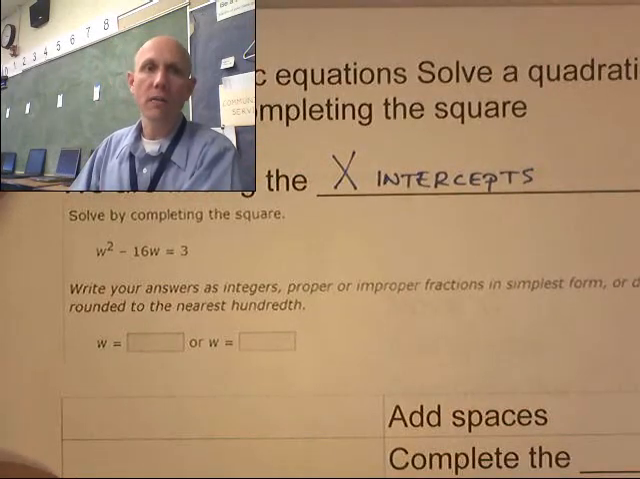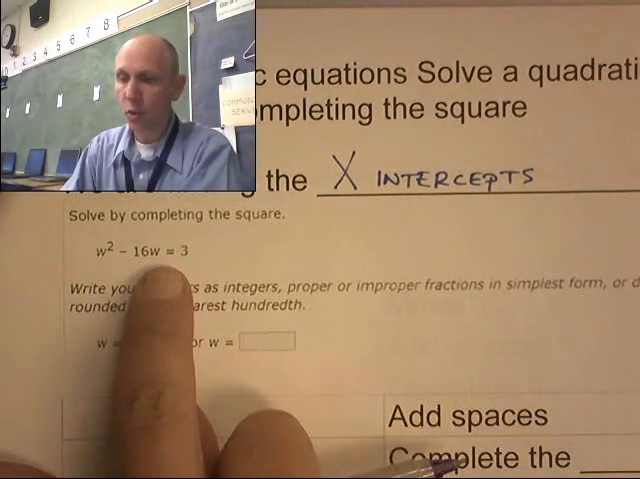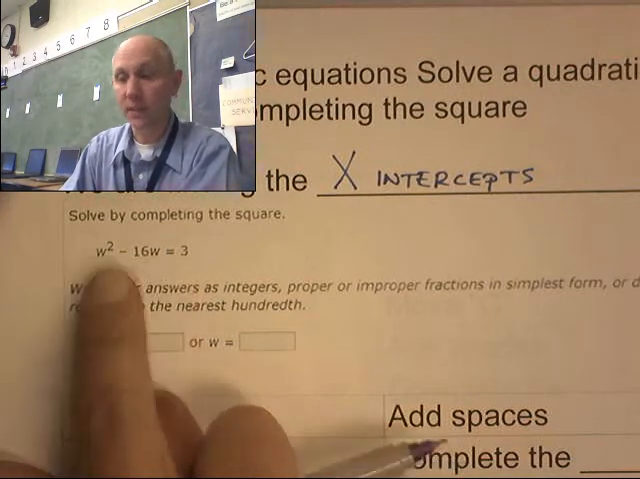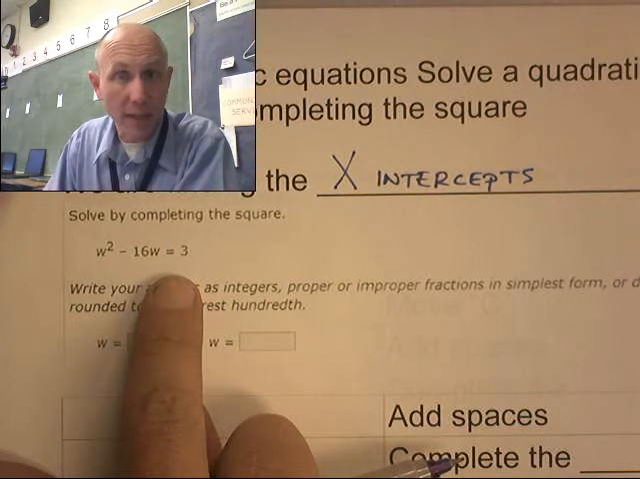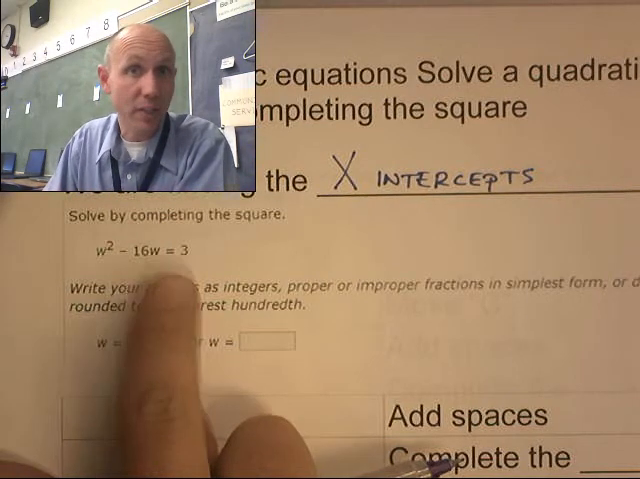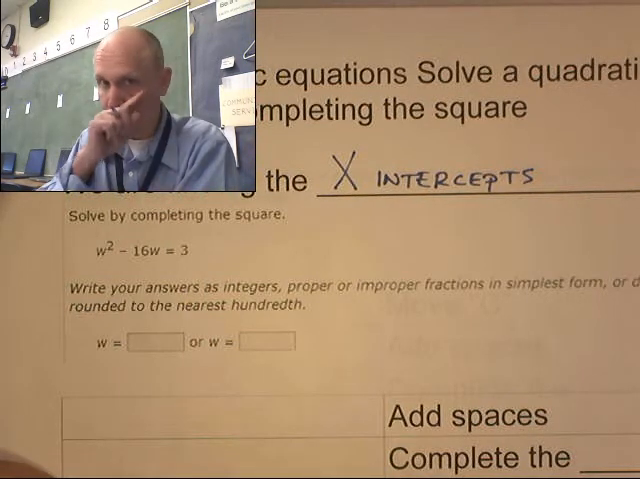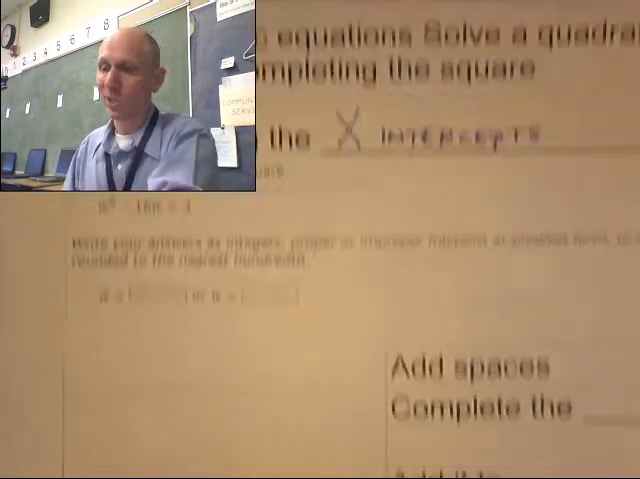We want to solve this equation. If I graph this, I could plug it into graphing software, and I would get a parabola, and it would have x-intercepts. Where are those x-intercepts? That's what we're looking for.